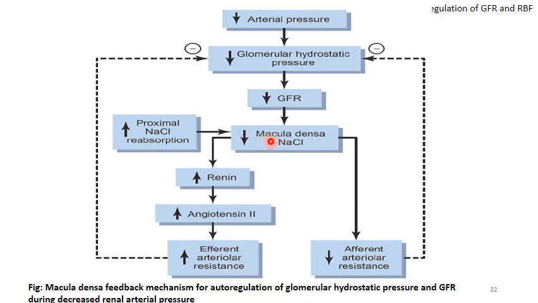Also, when macula densa sodium chloride concentration decreases, increased renin secretion occurs, which causes increased formation of angiotensin II. And we know that angiotensin II causes mainly increased efferent arteriolar resistance. And increased efferent arteriolar resistance causes increased glomerular hydrostatic pressure and results in increased GFR. The opposite effect occurs when arterial pressure increases.